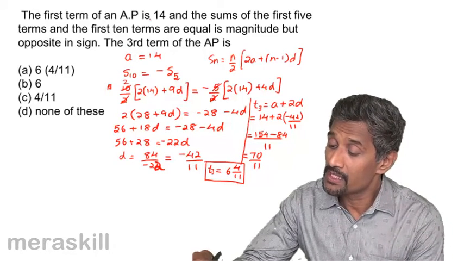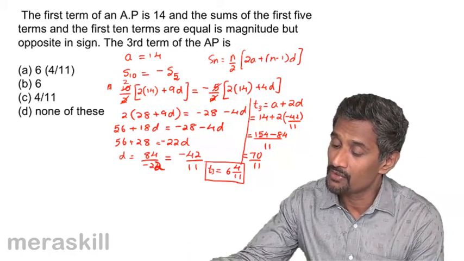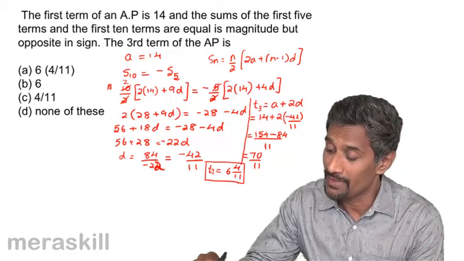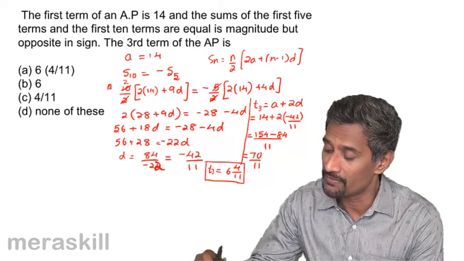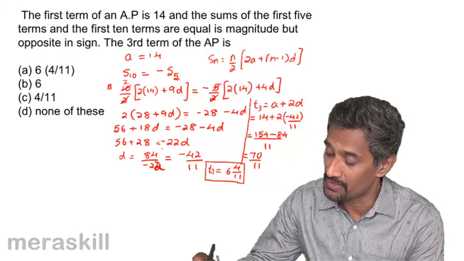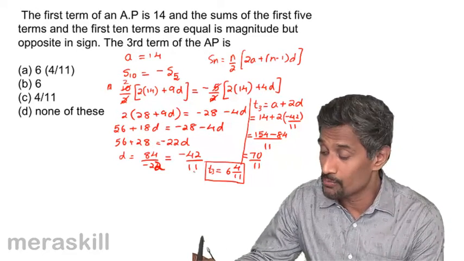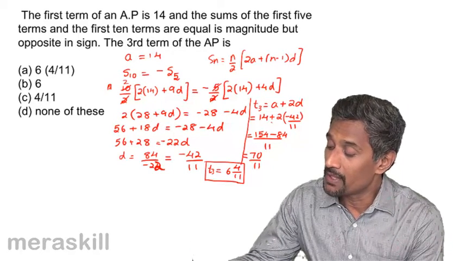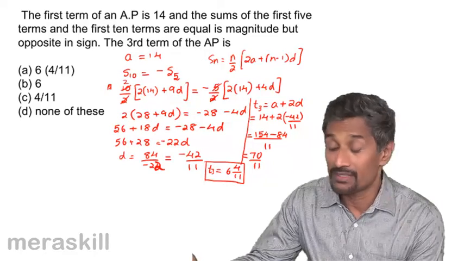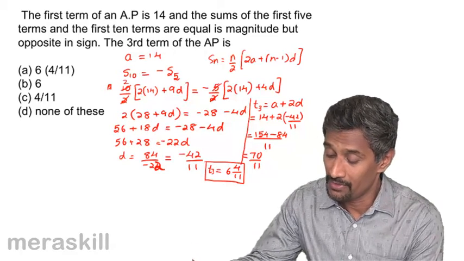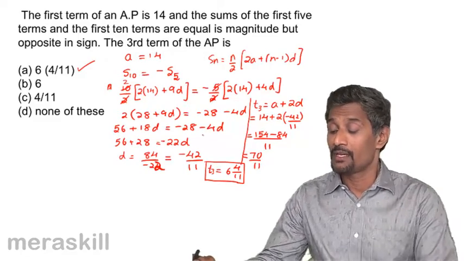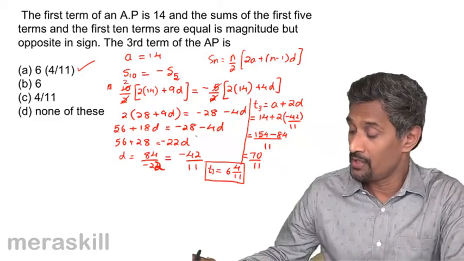So the first term of an AP is 14. The sum of the first 5 terms, that is minus S5, is equal to S10, equal in magnitude. Substitute the value, simplify it, and you end up getting the value of D as minus 42 by 11. Now that we know A, we know D. T3 is going to be A plus 2D, which will turn out to be 70 by 11. That is 6 and 4 by 11. So among these, 6 and 4 by 11 is the right option that we have.